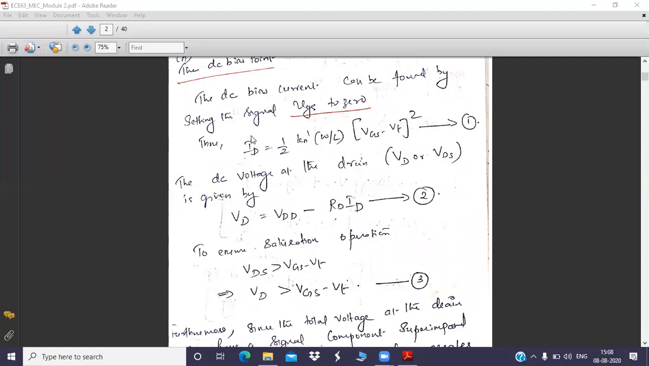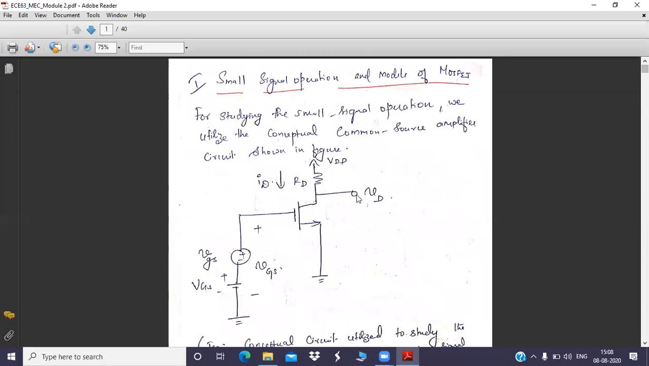Now that we have the expression for the drain current, next we need to write the expression for the drain voltage. This also we have studied by applying KVL to the output circuit, isn't it? VD equals VDD minus IDRD. What is VDD? The supply voltage. RD is the drain resistance and ID is the drain current, so the voltage drop across the drain resistance is IDRD. If you subtract this IDRD from VDD, you will get VD. Hope it is clear.